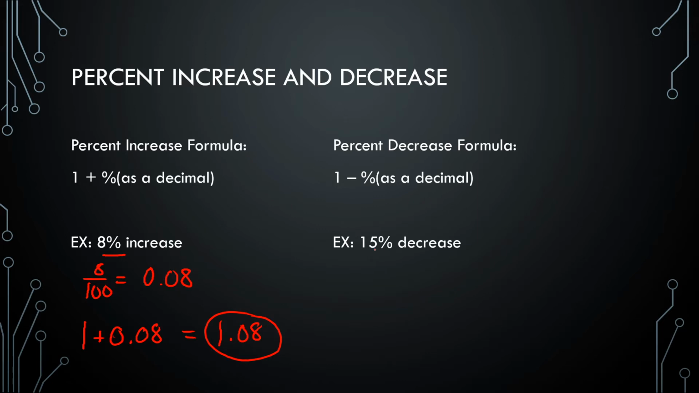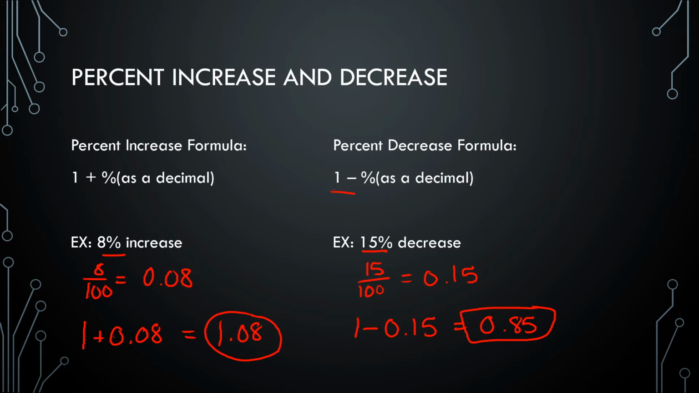All right, let's do our percent decrease now. I have 15%. So to change this to a decimal, I'm taking 15, dividing it by 100. When I do that, I get 0.15. Per my formula up here, I'm going to be subtracting. So I have 1 minus 0.15. When I subtract these, I get 0.85.